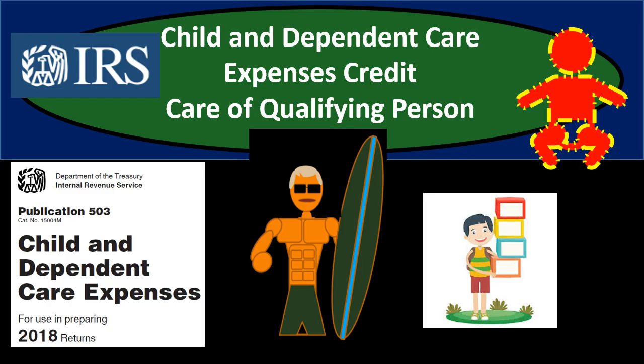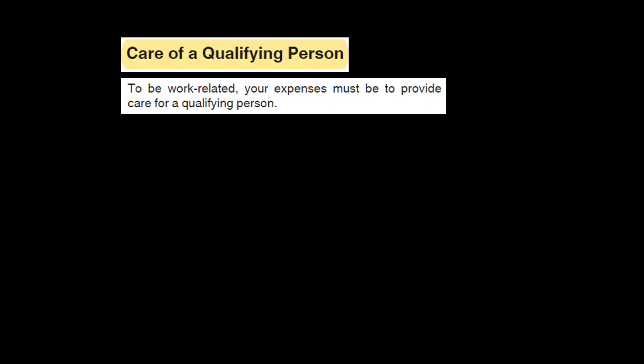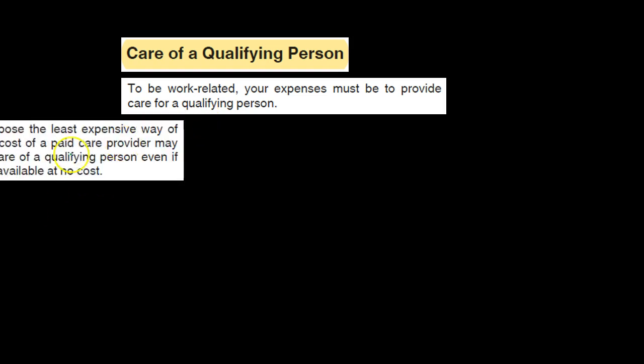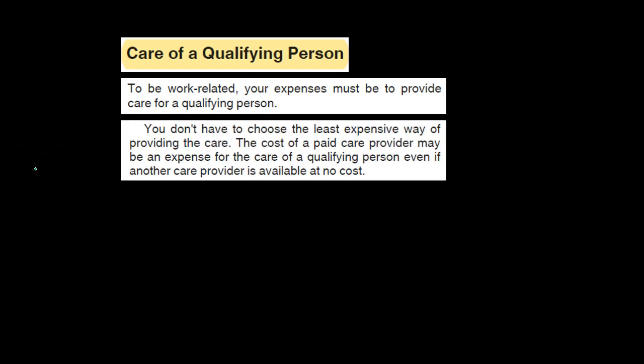In this presentation, we'll discuss the topic of care of a qualifying person related to the child and dependent care expenses credit. This information can be found in Publication 503. Care of a qualifying person. To be work-related, your expenses must be to provide care for a qualifying person. You don't have to choose the least expensive way of providing the care.